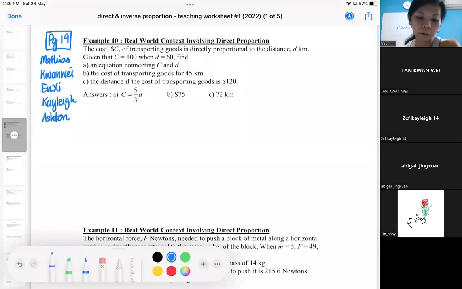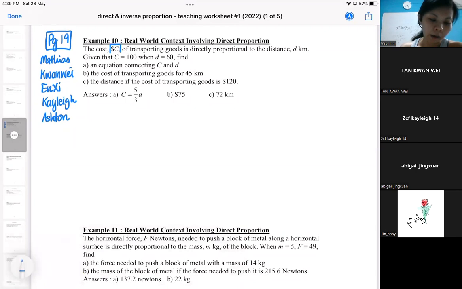So if you look at a real world context, if it's very confusing, you only pick up the relevant algebra. So in this case, I will pick out the capital letter C. Capital letter C is directly proportional to D. So C and D will be the ones that we are looking at. C and D are the ones that are directly proportional. So you set up the direct proportion.